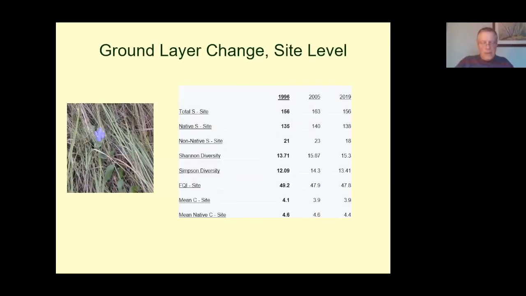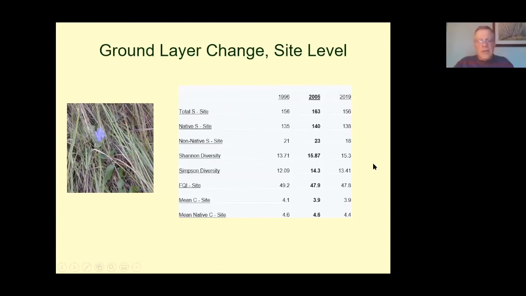Looking at the ground layer, beginning at the site level, in 1996, species richness for the site was 156, of which 135 were native. You can see the two diversity indices, and the floristic quality index for the site was 49.2, with a mean coefficient of conservatism of 4.1 and a mean native coefficient of conservatism of 4.6. The diversity indices don't really have much intuitive meaning until we look at how they change.